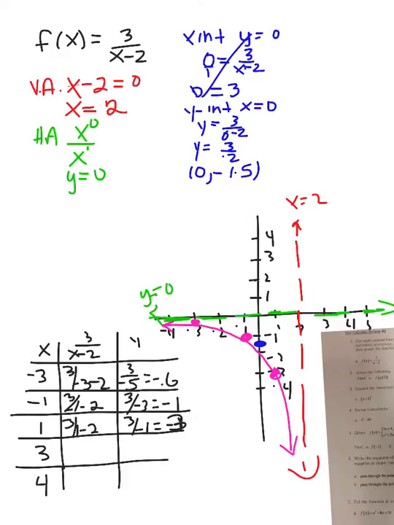Okay, so now let's start with 3. So I have 3 over 3 minus 2. So that's 3 over 1. So that's just 3. So I have 3, 3. All right, let's try 4. So I have 3 over 4 minus 2. So that's 3 over 2, which is 1.5. So we have 4 and 1.5. So that means this graph is going to go like this. Okay, so let's take a look at the next one.